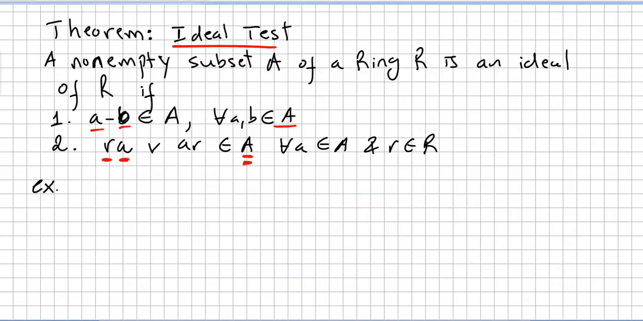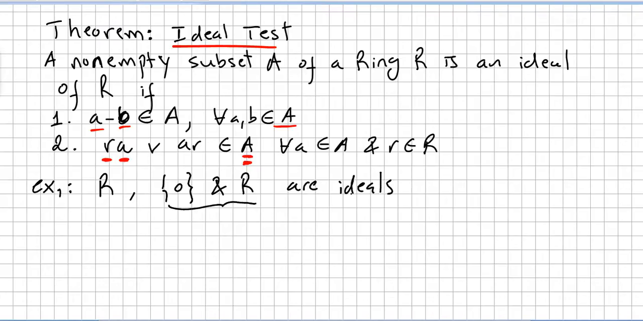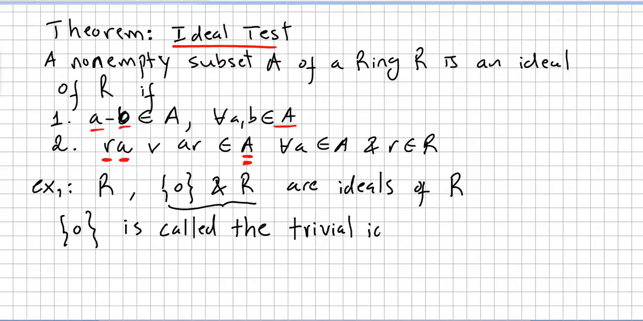So the first example: for any ring, which I'm going to call R, the subring with the set of the null element, and the ring itself, these two are ideals of the ring R. The set with the element 0 is called the trivial ideal.